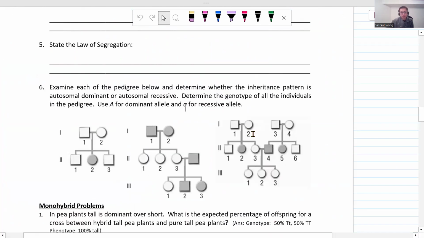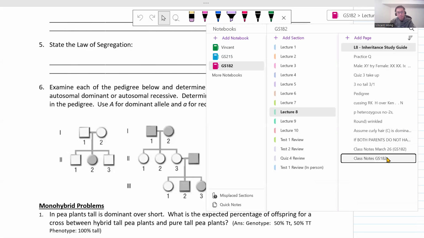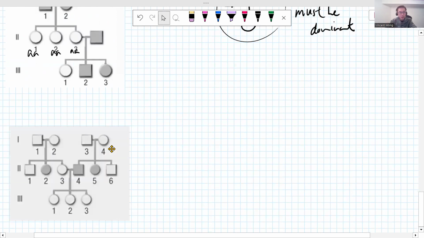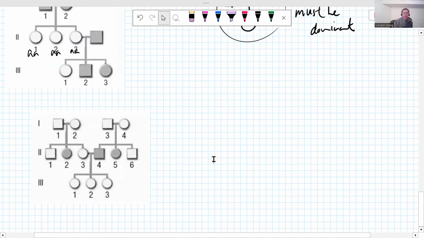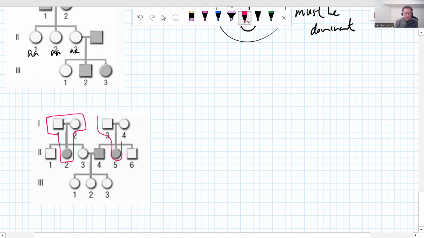Now, let's just try it out. This last one right here. Just look for the pattern I'm telling you. Do you think this is dominant or do you think this is recessive? Recessive, I think. Recessive, yeah. So look, parents do not have it, but one of the kids have it. Same thing here. Parents don't have it, the kids have it. Has to be recessive. Okay, recessive.